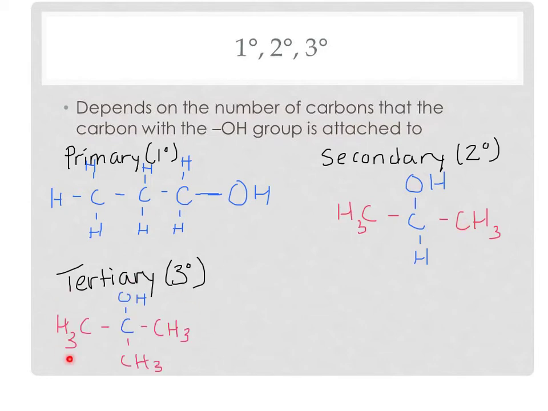Now you can see with this alcohol here, the carbon bearing the hydroxyl group is bonded to 3 other carbons. So we call this a tertiary alcohol. Whether an alcohol is primary, secondary or tertiary will come into play a little bit later, because it dictates the types of products that can be formed in certain reactions.